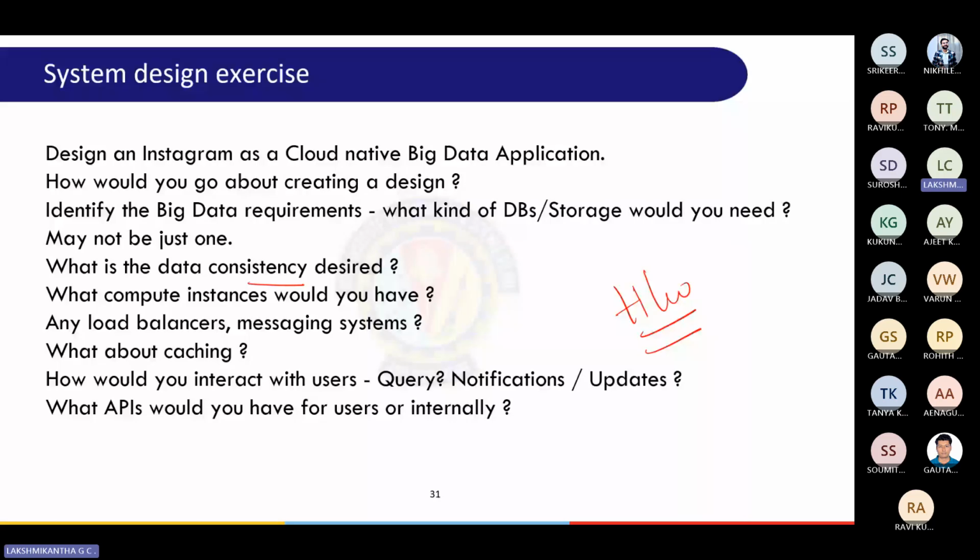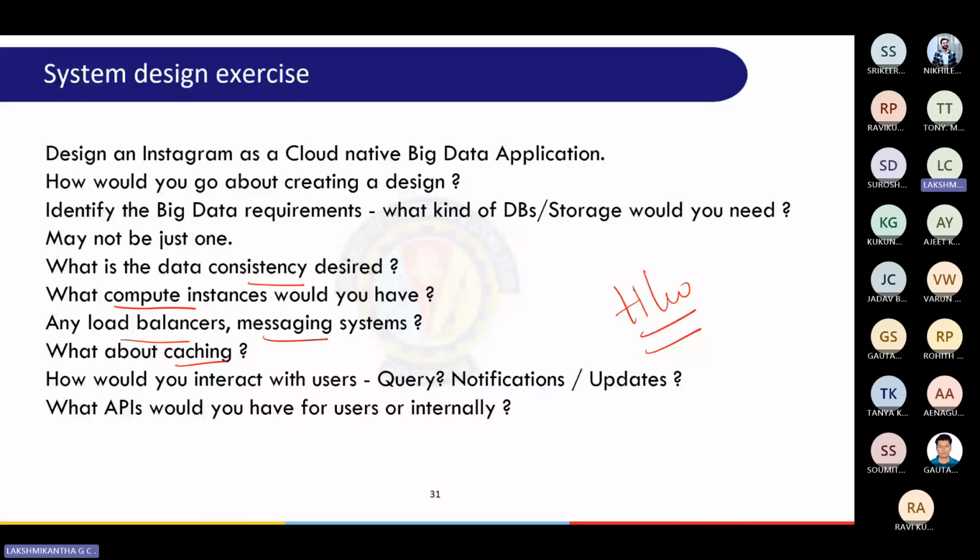And after that, you have to think about computations. You need compute instances for the API. Not only for API, guys, you need load balancers, messaging systems, and a caching layer. And think about this, guys. How are users served? How are notifications sent? And what APIs are needed? So this exercise encompasses everything we have learned today.